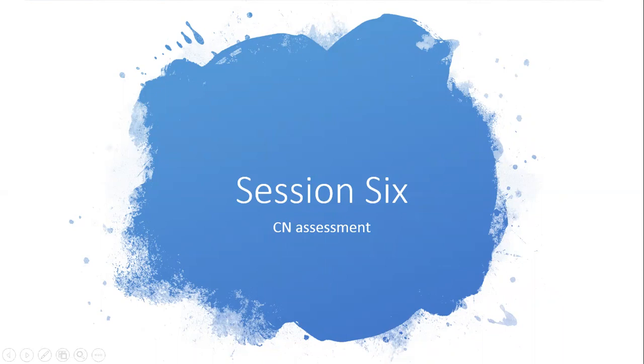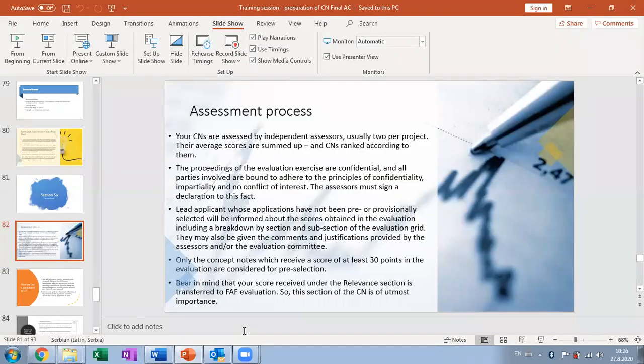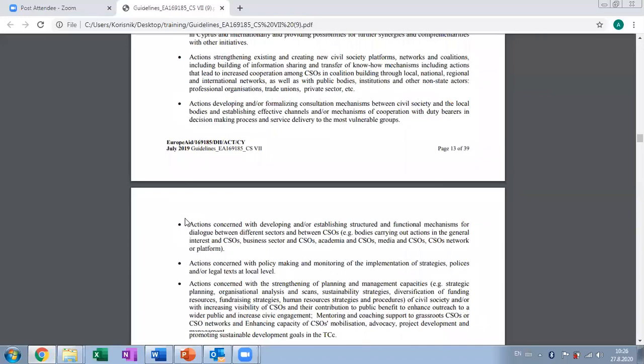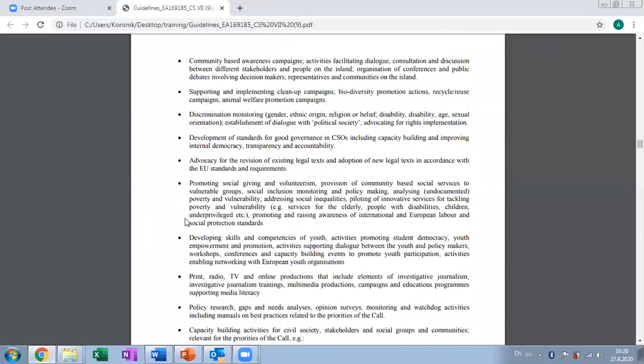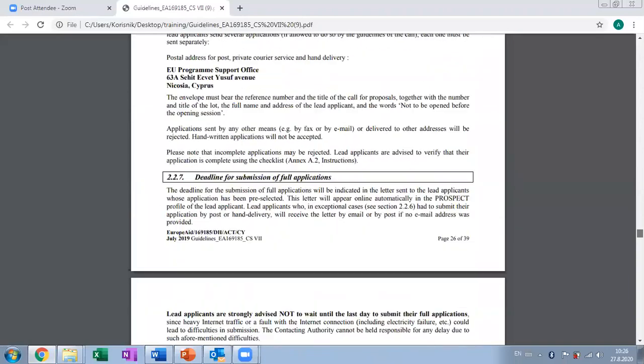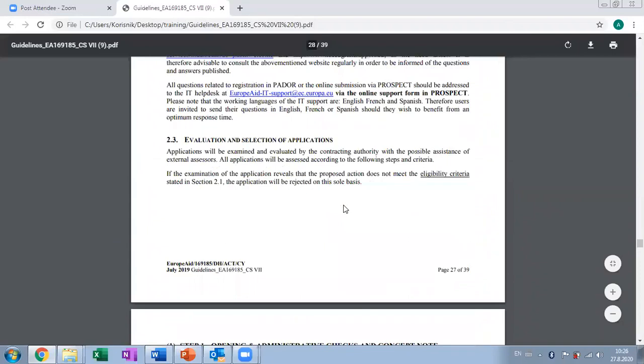I hope that you can see the presentation now. I've switched to... Okay. Assessment process. Let's go back to the guidelines just for a minute. There was a question yesterday in regards to this assessment process, but I want to mention it today as well.